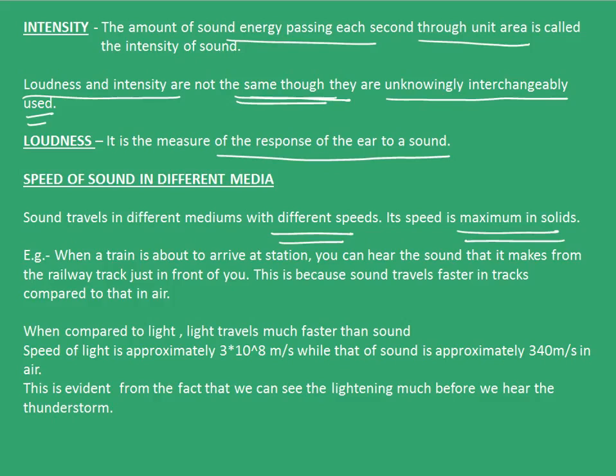Now when the speed of sound is compared to that of light, the sound speed is very less compared to that of speed of light. Speed of light is approximately 3 into 10 raised to the power of 8 meters per second, while that of sound is approximately 340 meters per second in air. This is also evident from the fact that we can see lightning much before we can hear the thunderstorm.